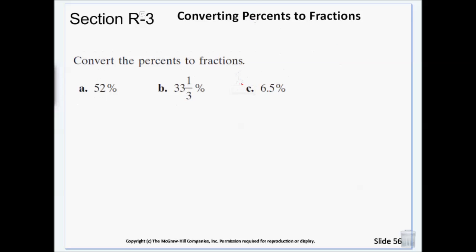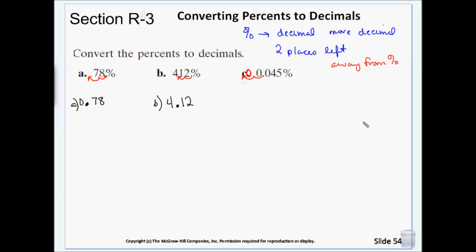What did I just do? Sorry. So that's 0.00045. So empty spots get zeros.